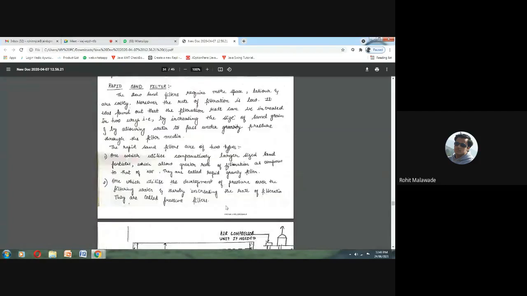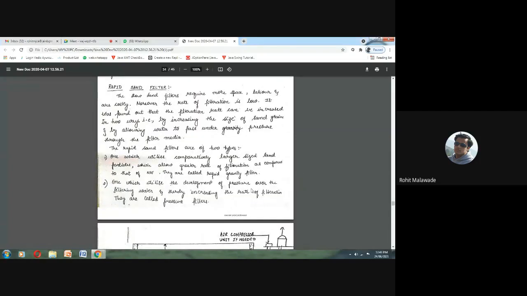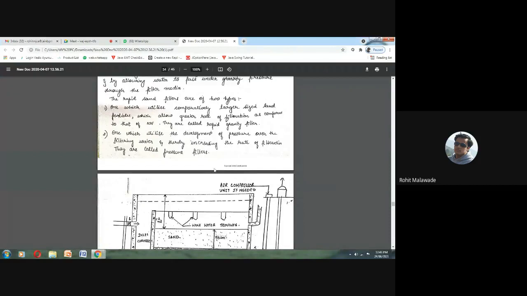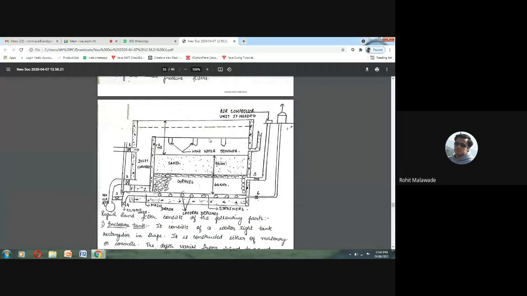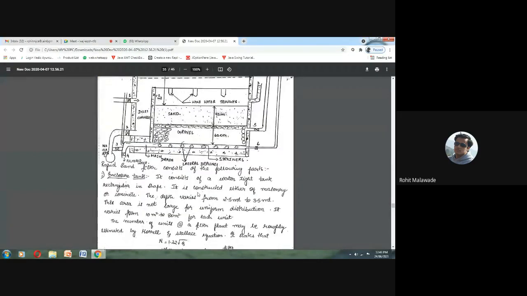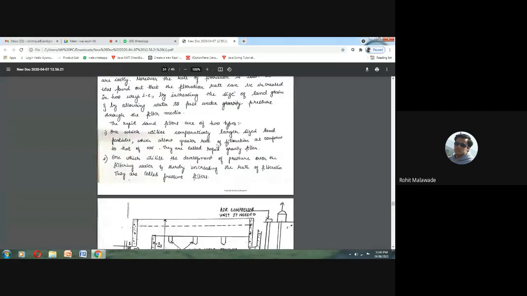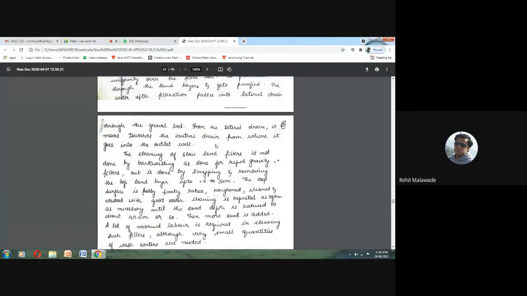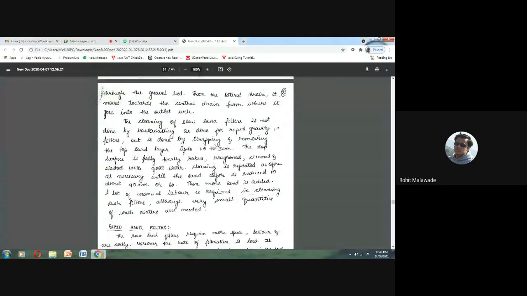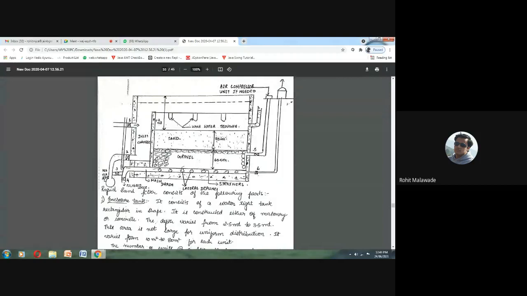We are going to discuss regarding its filtration capacity also. Here, in case of your rapid sand filter, the water is going to be filtered at a rapid rate as compared to your slow sand filter. Okay, so that is the reason why we call it a rapid sand filter.